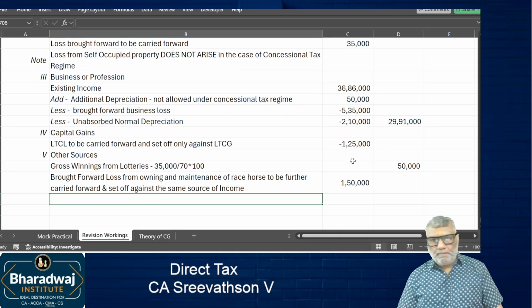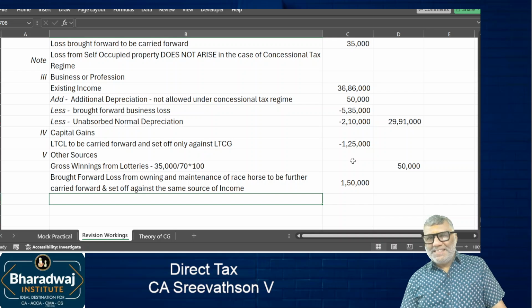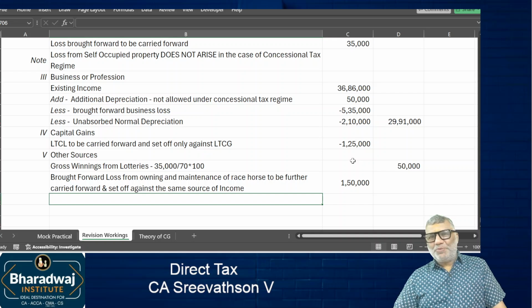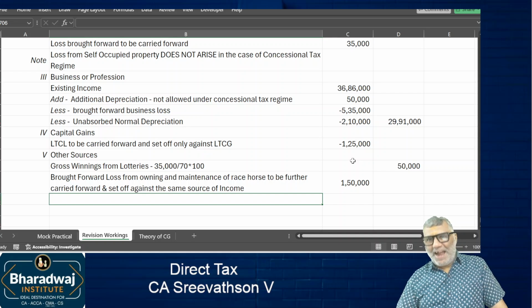The brought forward loss is first set off? No, always current year set off first, and after that only brought forward loss is set off. The chapter name itself is set off and carry forward and set off.